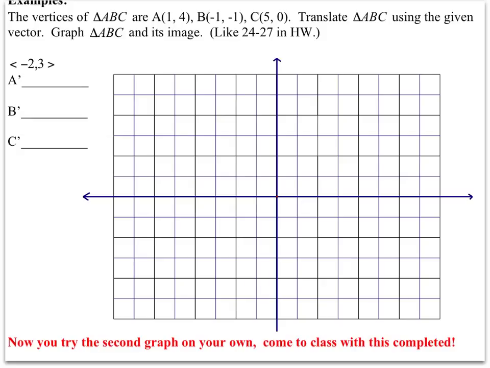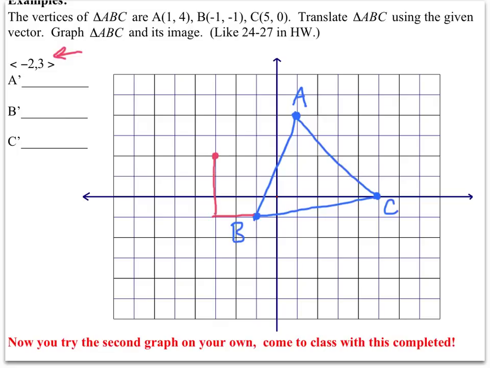We'll start off this example by graphing the vertices of triangle ABC, which are given up top. Once you have triangle ABC graphed, connected, and labeled correctly, we have to use the component form of the vector to find this image. So we're going to translate this triangle. And remember, the first component tells us the translation in the x direction. Negative 2 means we move over 2. And then positive 3 for the y component means we move up 3.